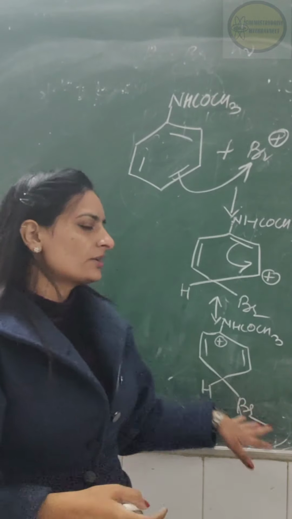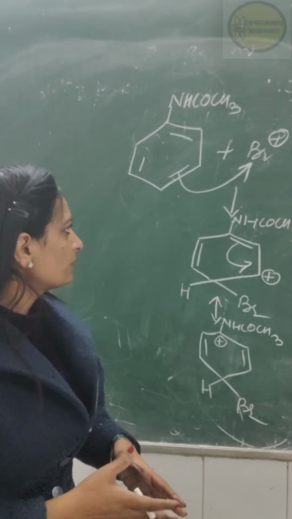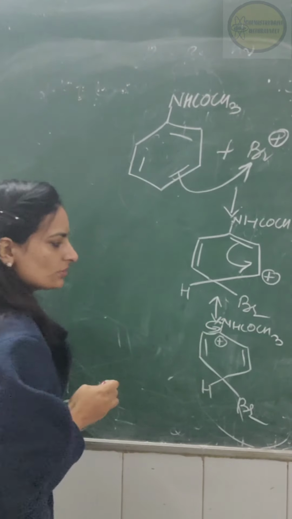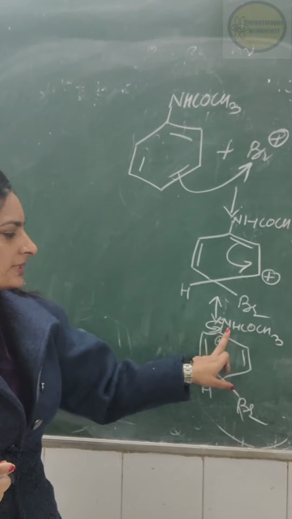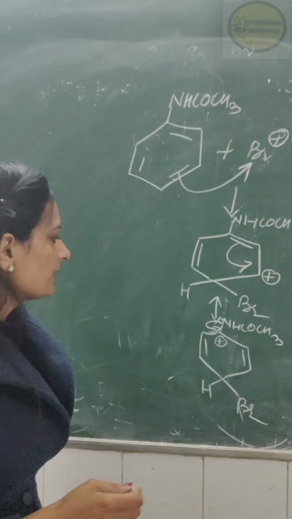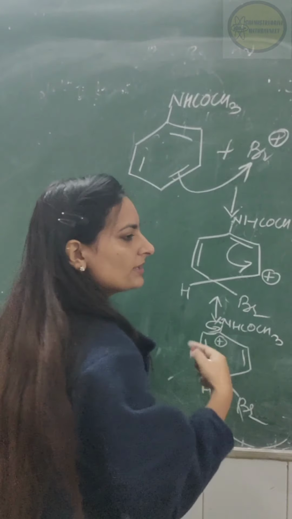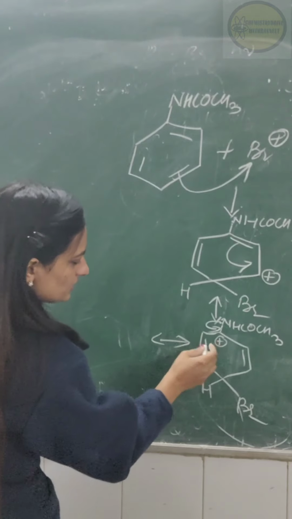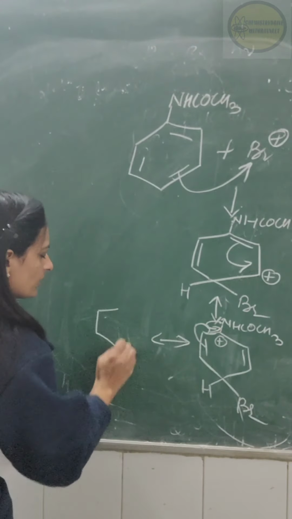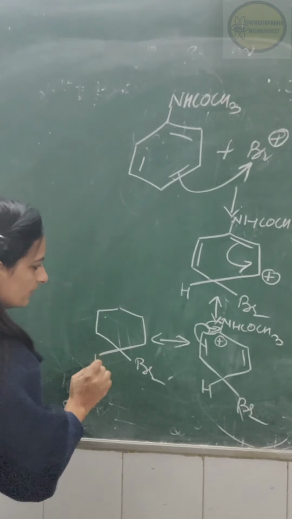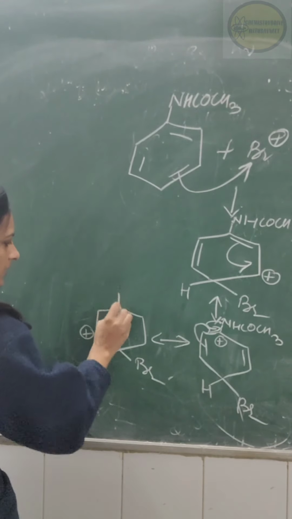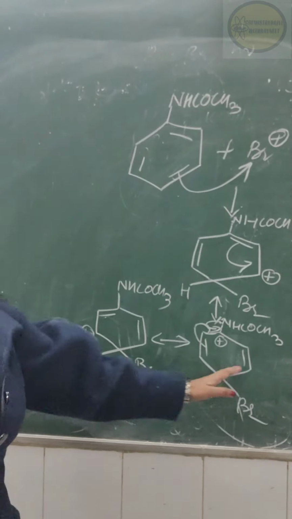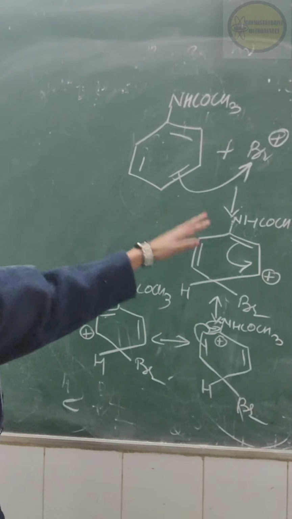You will not get such a structure if you do the meta attack of the electrophile. Why? Because this structure is stable due to the electron releasing resonance effect of this nitrogen. It has the plus R effect, which is stabilizing this structure. That's why the para product is preferred. After that, next positive charge here. Further you can draw the resonating structures. Positive charge here, NHCOCH3. So these are the arenium ion structures for this electrophilic attack.